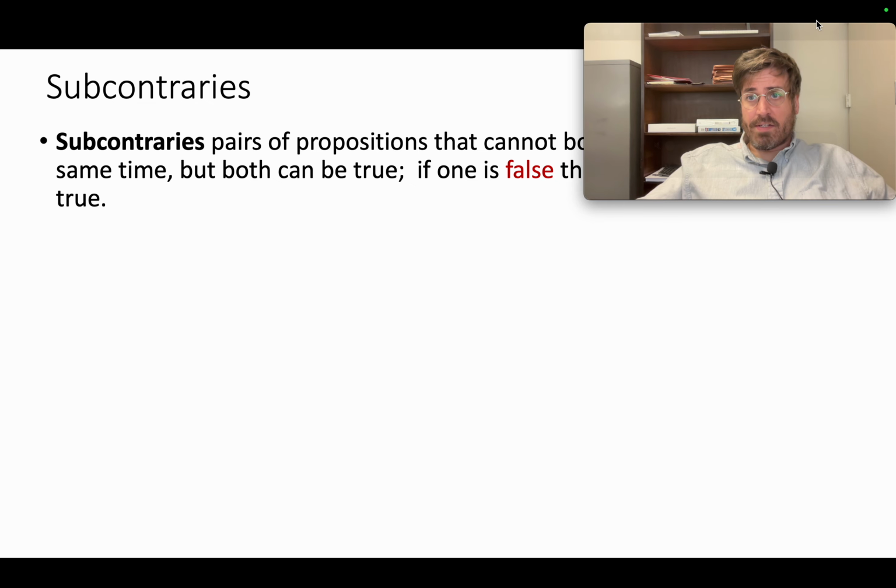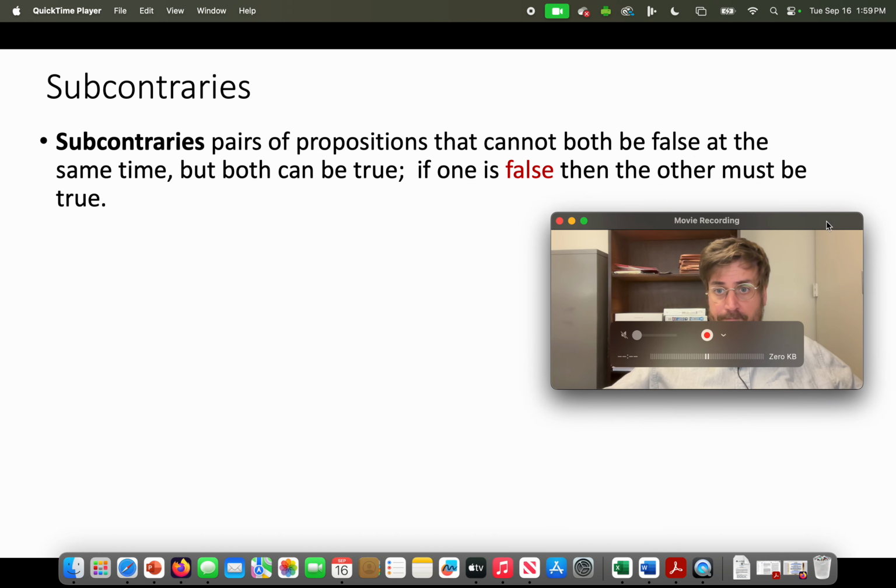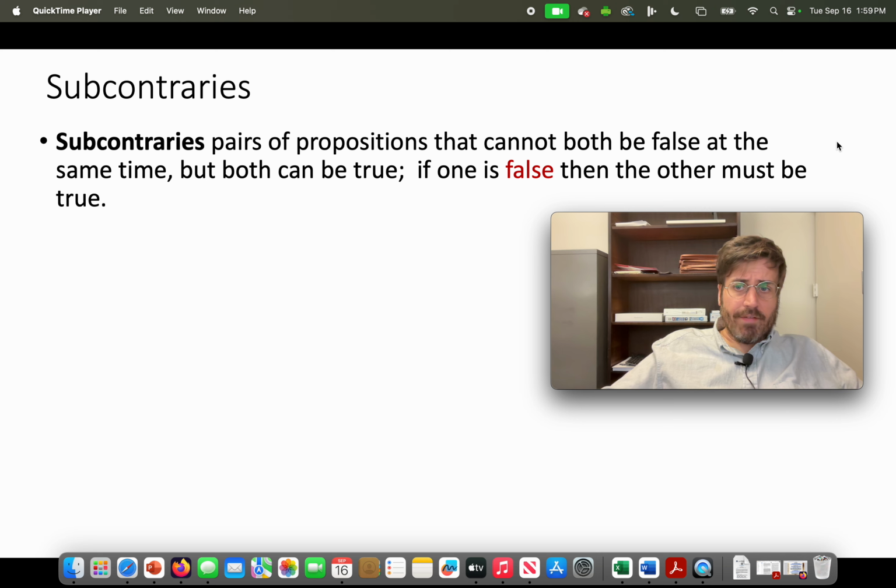So just to break this down in terms of our book's technical definition, subcontraries are pairs of propositions that cannot both be false at the same time, but both can be true. If one is false, then the other must be true.